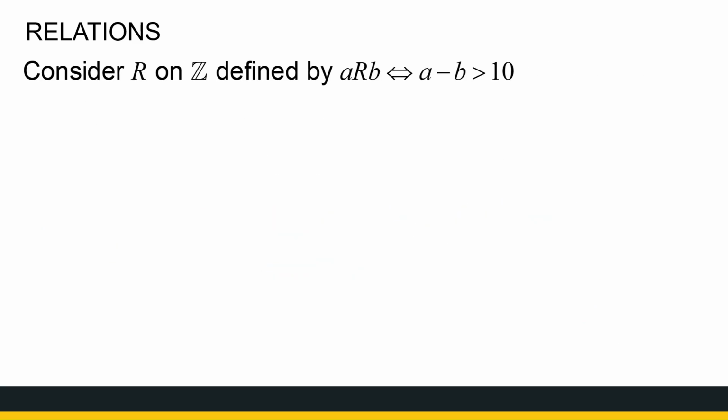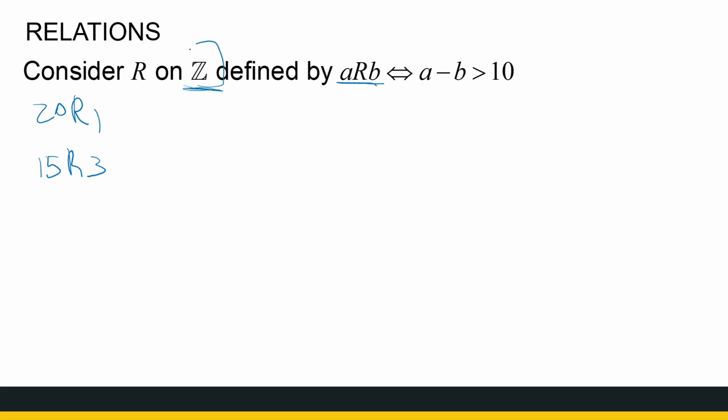So let's look at one more example that we're going to look at like this. Define R on Z. So now I've got a big set, all the integers, defined by A R B if and only if A minus B is greater than 10. So if I look at that, we're working on the integers. So there's going to be a lot of elements in that set. But let's look at a couple that we know are going to work. So A R B, A minus B must be greater than 10. So 20 R 1, 20 minus 1 is greater than 10. 15 R 3, 15 minus 3 is greater than 10.